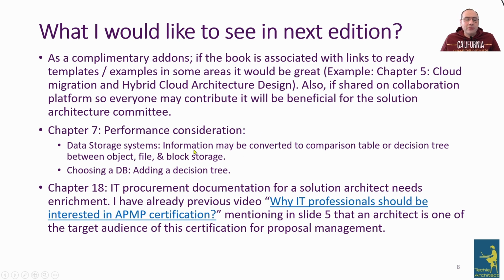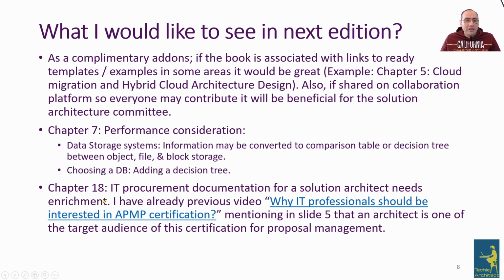The second point, in some sections, especially chapter 7, the data storage systems, I really would like the information to be converted to a comparison table or decision tree between object, file, and block storage. It will be very easy to select which type of storage, based on which factors. And also choosing the right database. I also prefer the text written here in the book to be converted to a decision tree with an explanation for this decision tree.